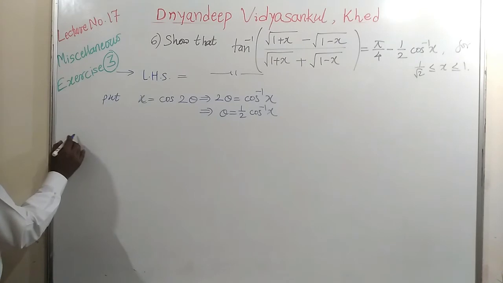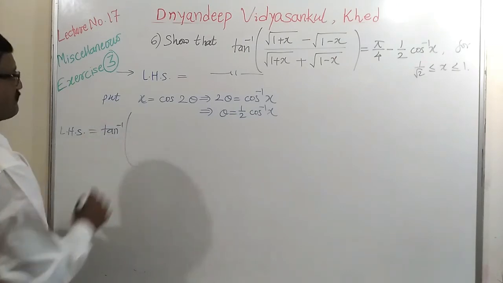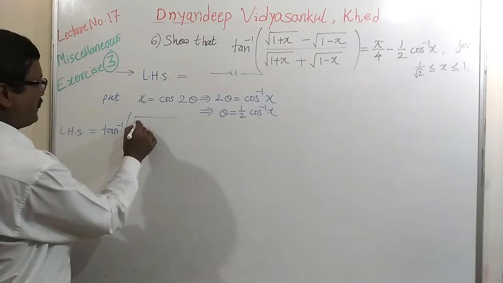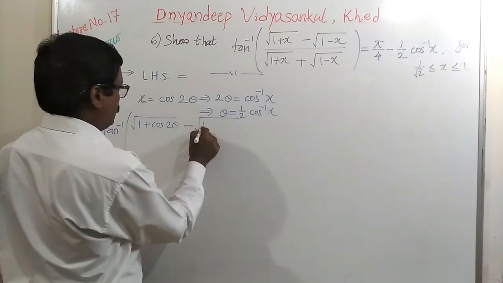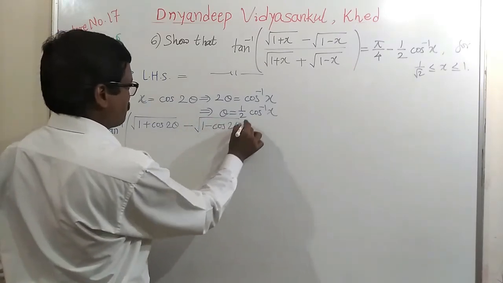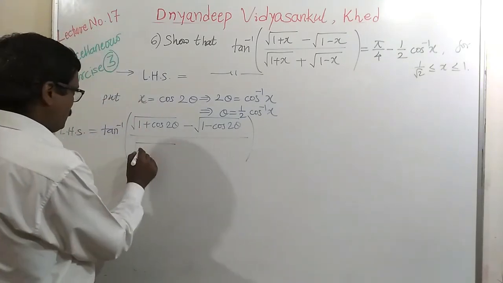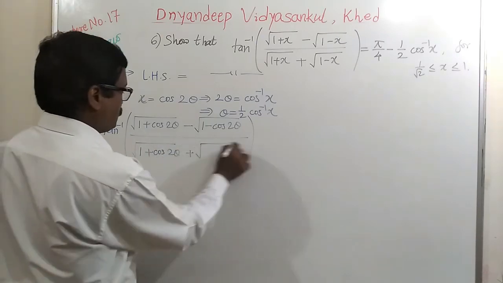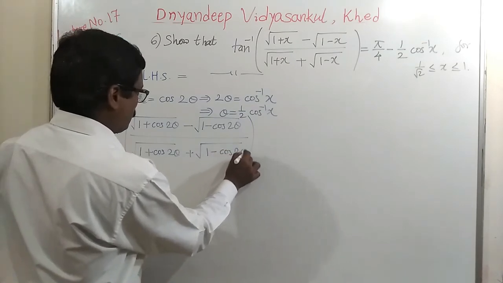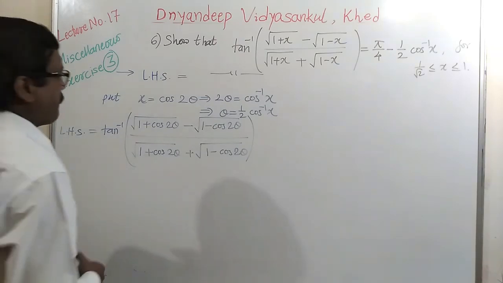Now, therefore LHS equal to tan inverse of root 1 plus cos 2 theta minus root 1 minus cos 2 theta, all divided by the same, that is root 1 plus cos 2 theta plus root 1 minus cos 2 theta.